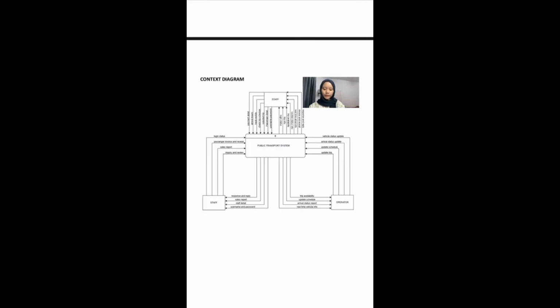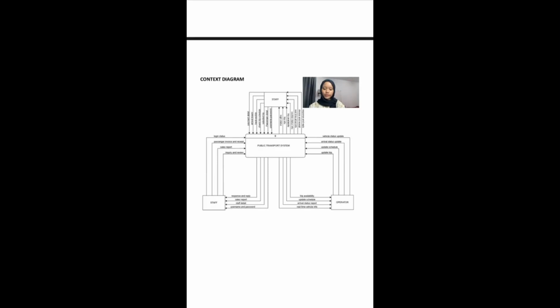At the center of the diagram is the public transport system, which interacts with three main external entities, which are passengers, staff, and operators. Passenger interacts with the system to log in, check trip schedule, book tickets, make payment, receive invoice and receipt, and submit inquiries or review.